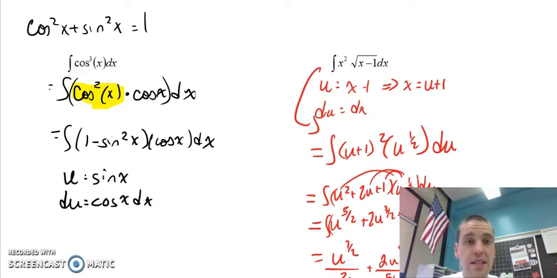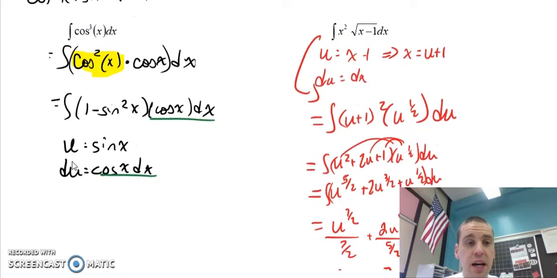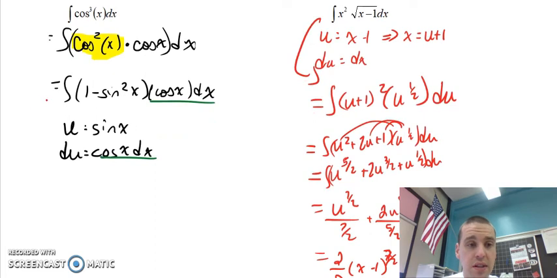Well, again, why is this nice? cosine x dx, cosine x dx, those are there. And now we can take the integral of 1 minus u squared. So again, it's the idea of rewriting problems out, which is not intuitive to us. We don't like that necessarily. So we're going to have the integral of 1 minus u squared du.